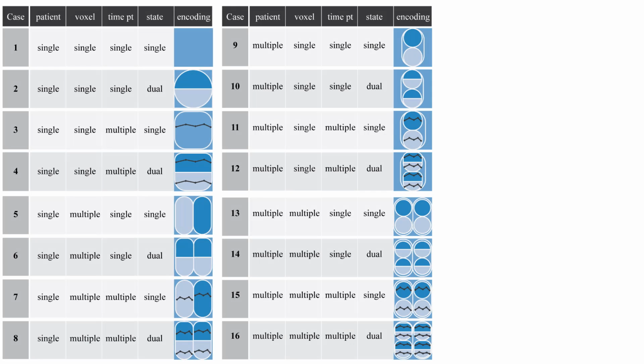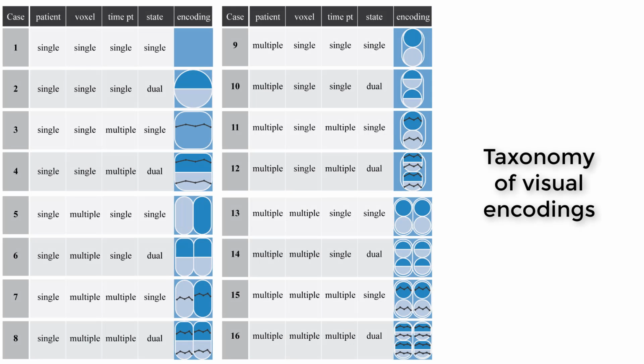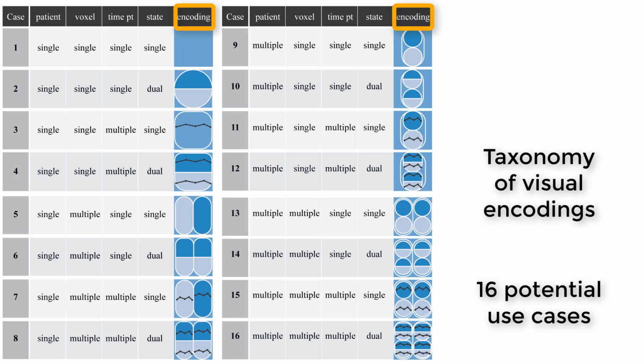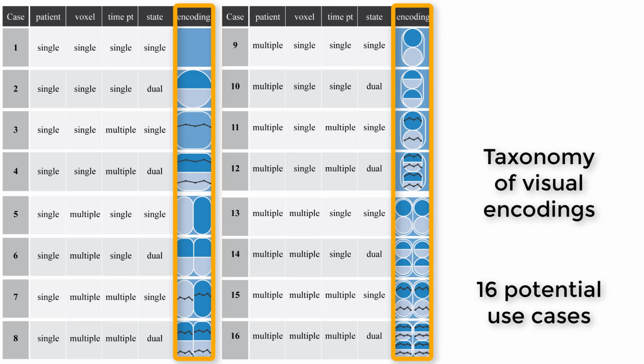In designing SpectraMosaic, we created a taxonomy of visual encodings framed around spectral metabolite concentration ratios used for key attributes of MRS data that fall under four main categories: cohort size, number of spatial voxels, number of acquisition times, and brain state under which spectroscopy was acquired. With our system, we identify 16 potential task use cases highlighted in this figure.